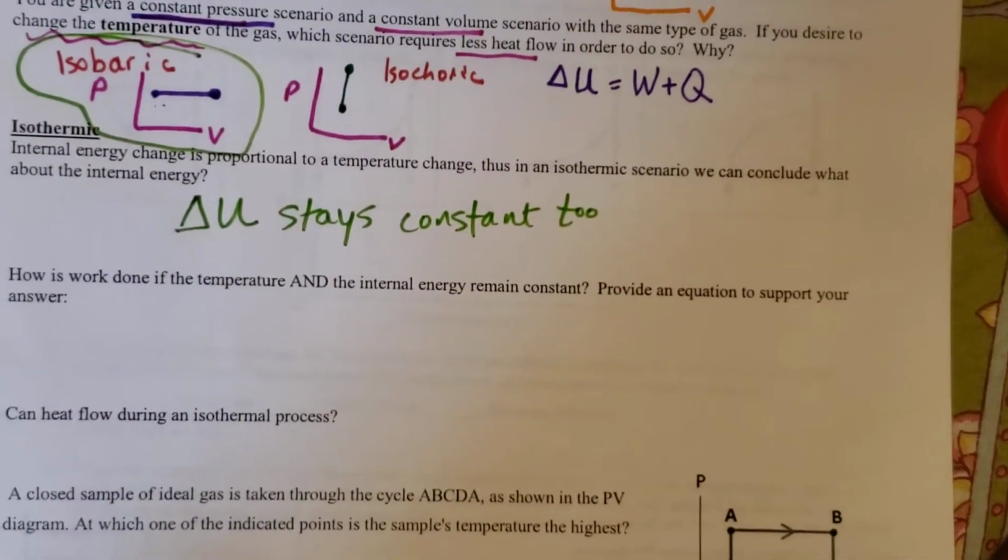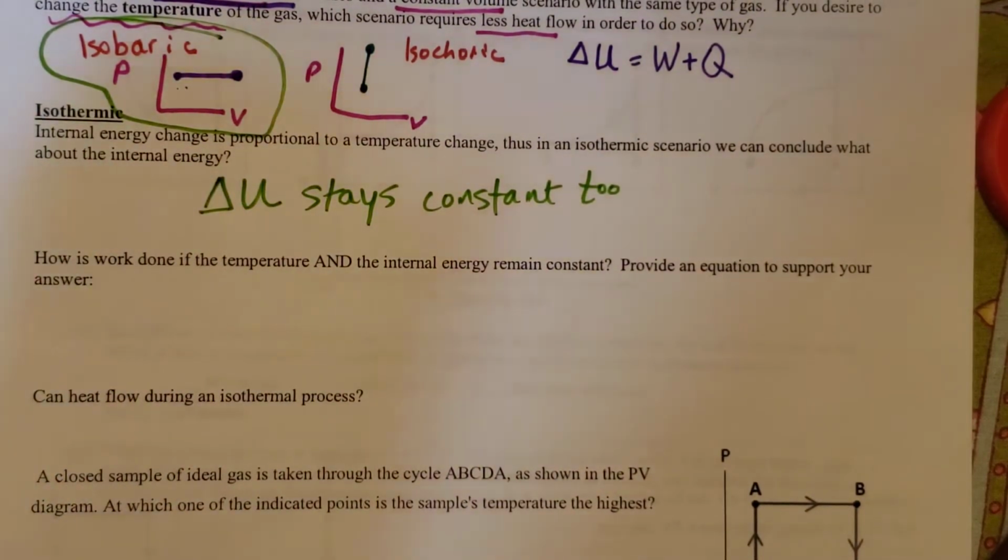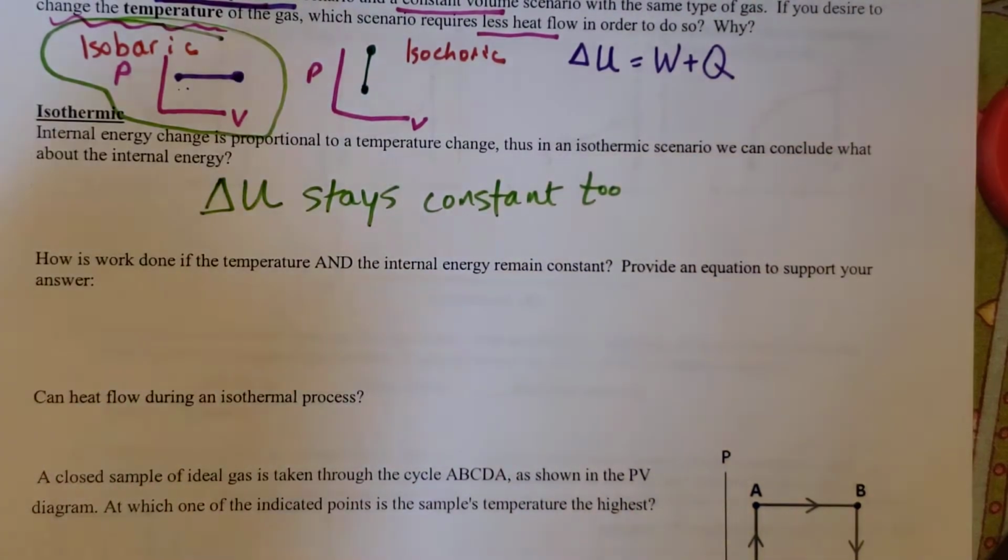In all of these scenarios with isothermal, what's going to happen is we're going to change the volume and we're going to change the pressure. Temp stays the same. We're going to put work in, or we're going to take work out. We're going to add heat, or we're going to remove heat. But no matter what, the delta U is going to stay the same.